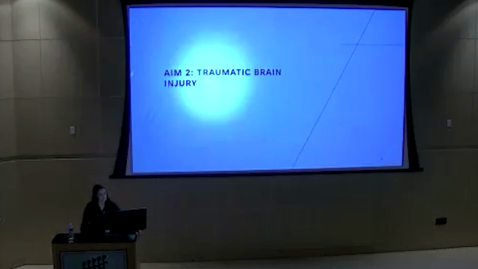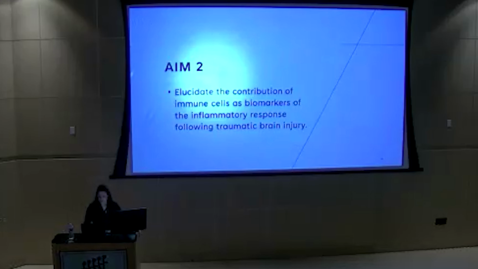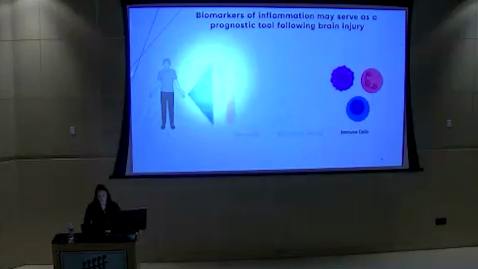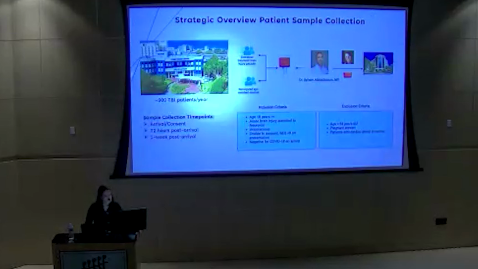So moving into AIM-2, we looked at traumatic brain injury. We wanted to look at the contribution of immune cells as biomarkers of the inflammatory response. So for this, we looked specifically at neutrophils. We're interested in neutrophils because they're the first to invade after injury. They normally can't cross the blood-brain barrier, and when they do, in the case of injury, they set off an inflammatory cascade.